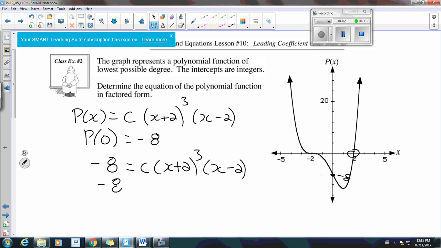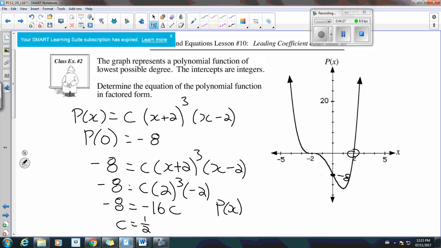So, whoops, I forgot to substitute 0 in. So this is c times (0 plus 2) cubed, which is 2 cubed, times (0 minus 2), which is minus 2. This gives me negative 8 equals negative 16c. Divide both sides by negative 16 and you get c equals 1/2. So in factored form, p of x is 1/2 times (x plus 2) cubed times (x minus 2).